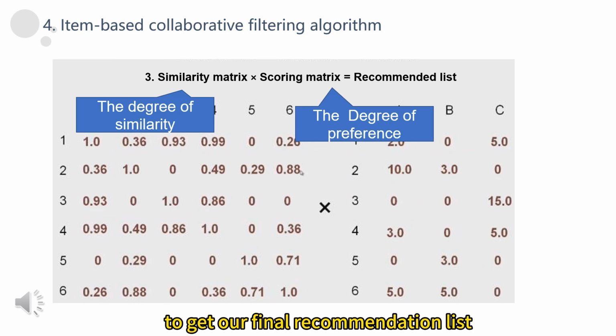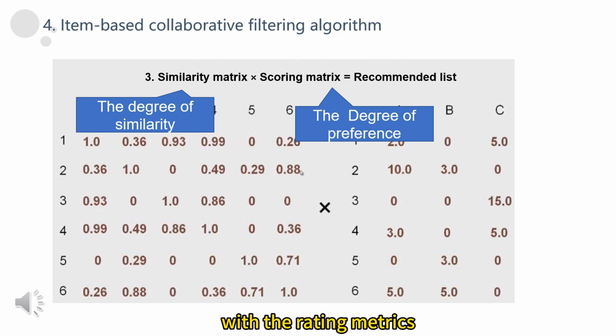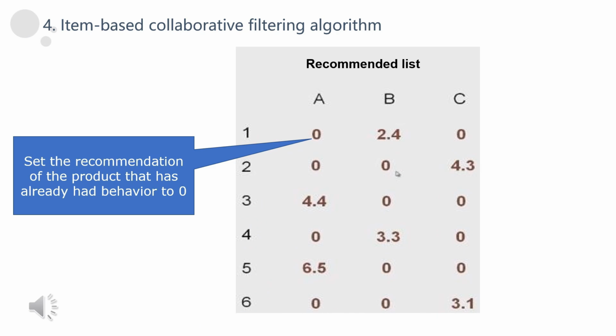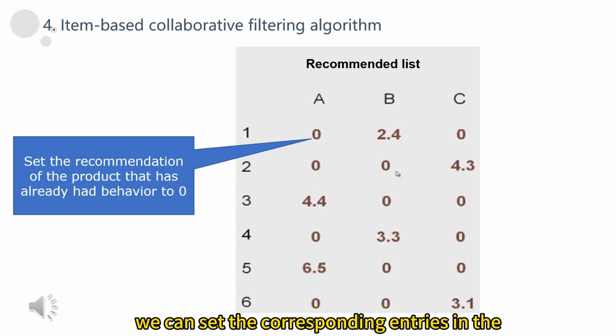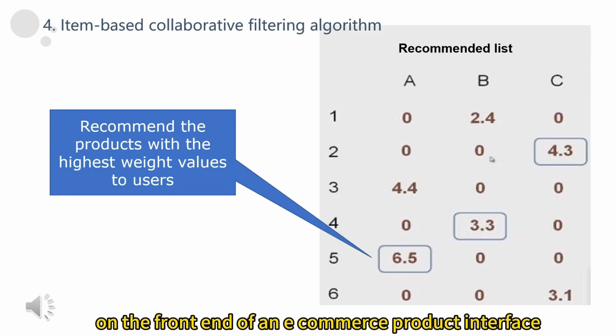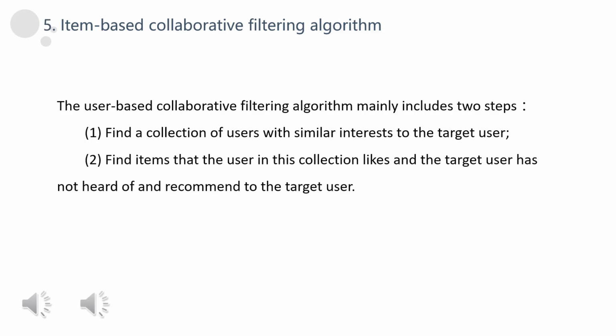To get our final recommendation list, we simply multiply the similarity matrix with the rating matrix. If the user has already purchased an item recommended for purchase, we can set the corresponding interest in the recommendation list to 0. On the front end of an e-commerce product interface, users will be recommended products with higher weights.